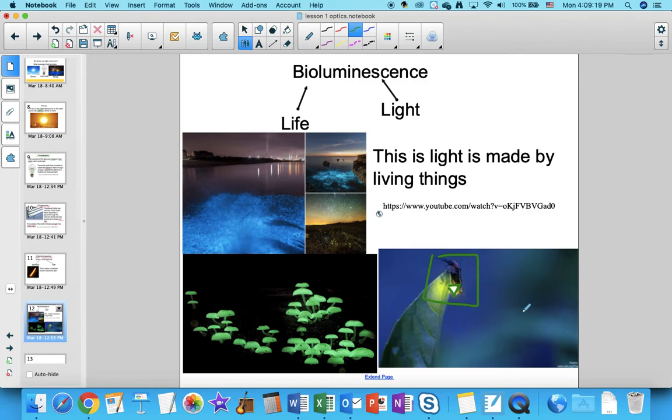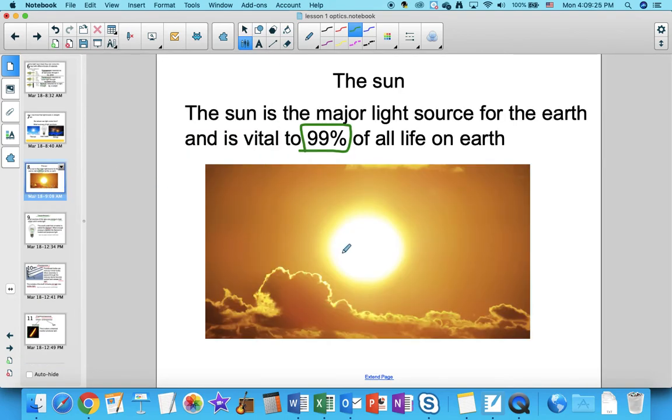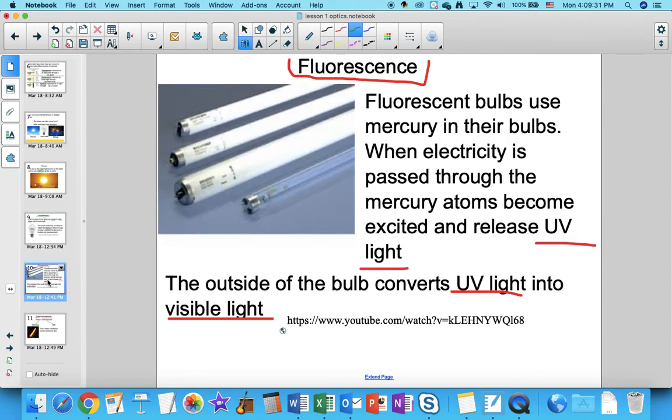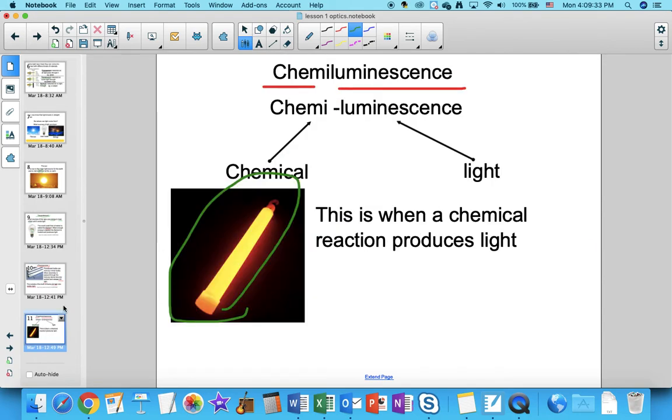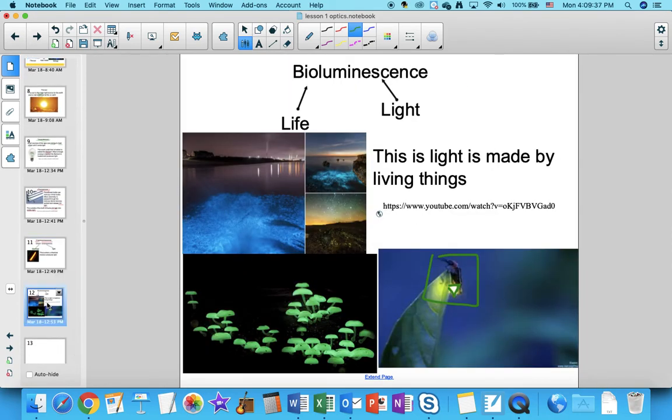And so these are all examples of how light exists in our life. 99% of it, or the vast majority of it, from the sun. We can also use incandescent bulbs, which are seeing less and less now. We also have fluorescent bulbs and the occasional chemiluminescent. And if you're lucky, you get to see some bioluminescence as well.